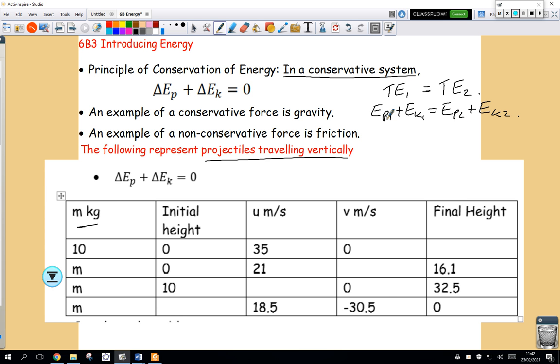So the potential energy at position 1 plus the kinetic energy at position 1 is equal to the potential energy at position 2 plus the kinetic energy at position 2. That's what we're dealing with.